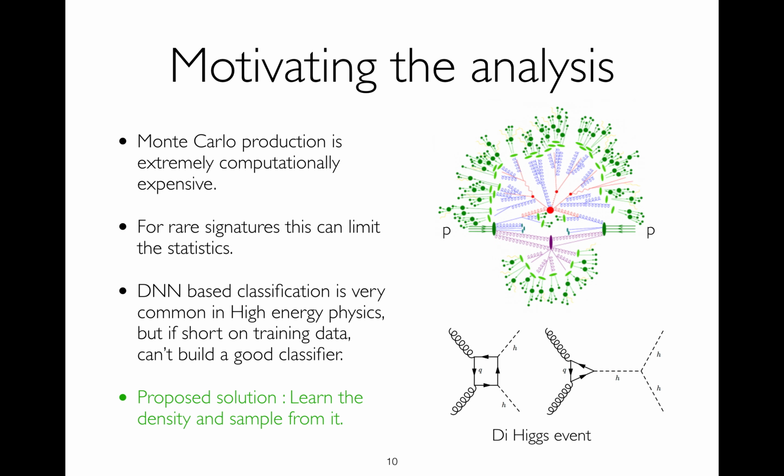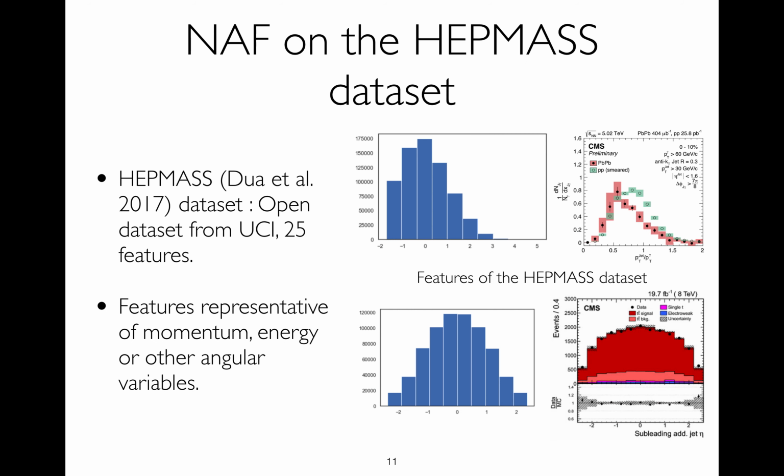So now if we look into the problem of Monte Carlo production in high energy physics, there are certain processes that are extremely rare. And basically, if you cannot have enough statistics, you cannot build a good classifier. And I propose a solution to instead learn the density and sample from the density. And so we move on to work with the HEPMASS dataset. The HEPMASS dataset contains features which represent momentum, energy, and other angular variables. Some of them are on the right.